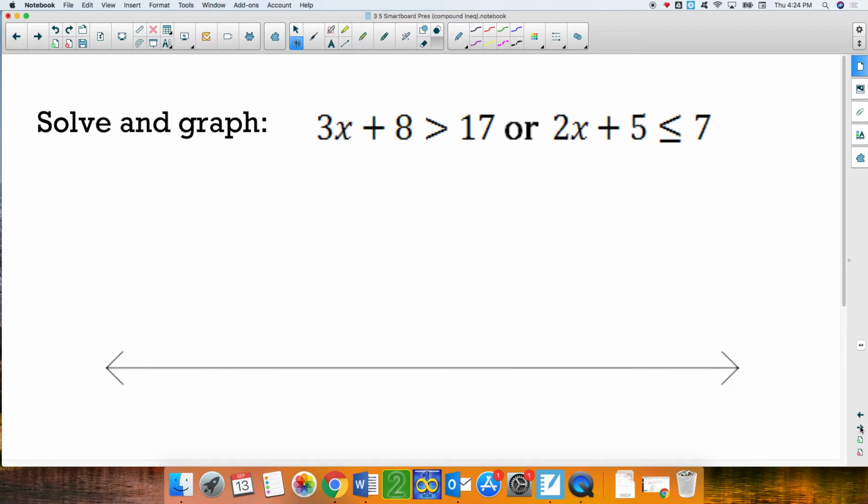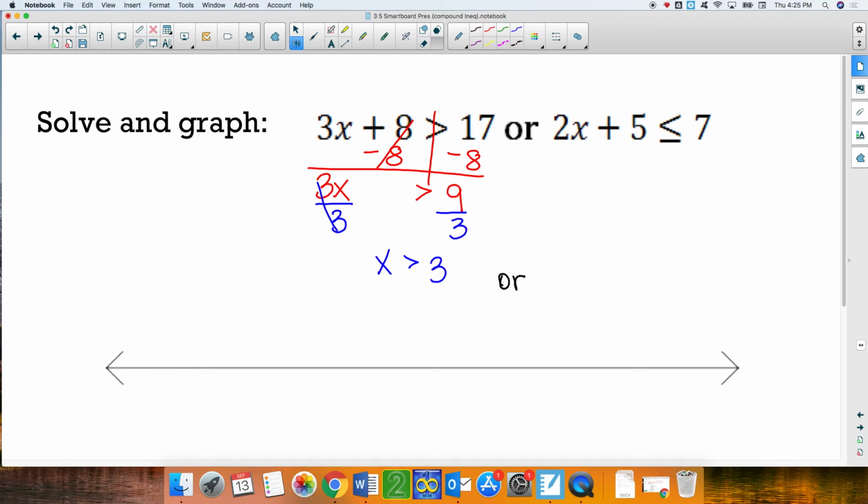So for the first one, I have 3x plus 8 is greater than 17. So I'm going to start solving for that. So I'm going to subtract 8 on both sides. So I have 3x plus 8 minus 8 cancels is greater than 9. And then I'm going to divide by 3 on both sides. And x is greater than 3. So there's my first answer. I'm going to bring down that word or. And then I'm going to do my second one.